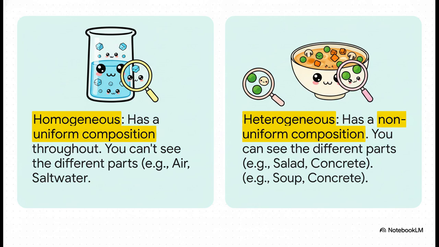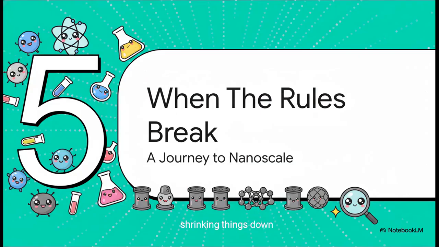And finally, those mixtures come in two main flavors. You've got homogeneous mixtures, which are so perfectly blended that they look the same everywhere, like the air around us or salt water. And then you have heterogeneous mixtures, which are kind of chunky and uneven. You can actually see the different parts, like oil and water, or all the vegetables in that soup from our first question.